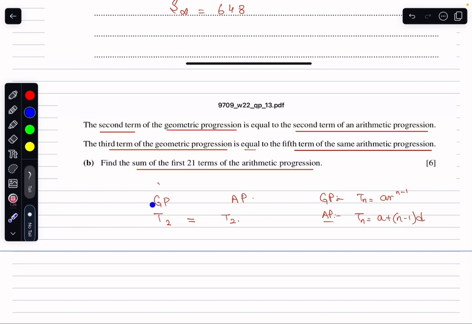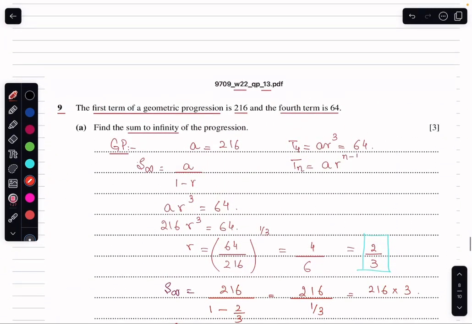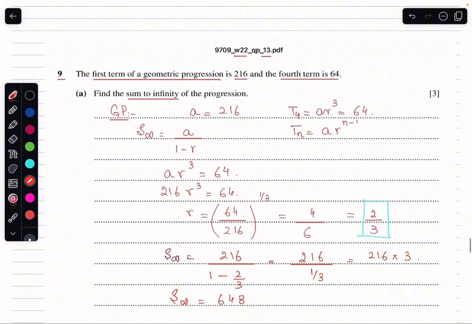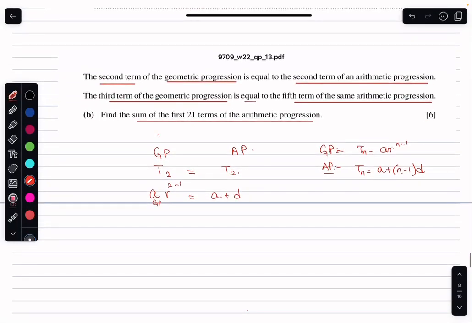So the second term of the geometric progression shall be equal to the second term of the arithmetic progression. So here I can say that this is going to be ar, where a is the first term of the geometric progression, to the power 2 minus 1, which shall be equal to a plus n minus 1, which is 1 in this case, so a plus d. The question said that the first term of the geometric progression is 216. So I should be using this 216 in this formula.